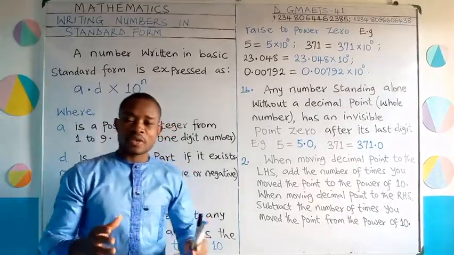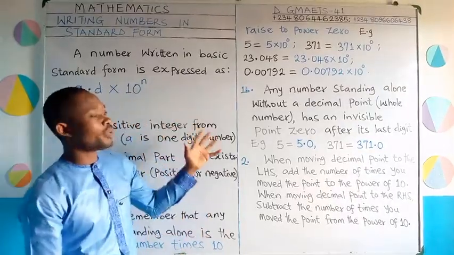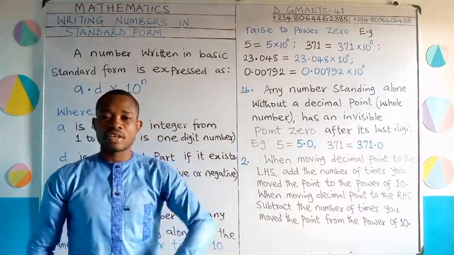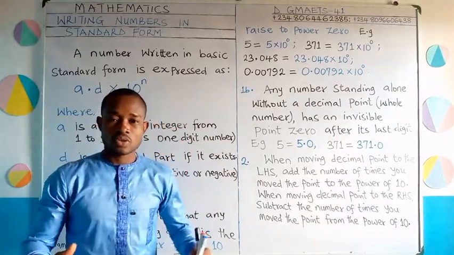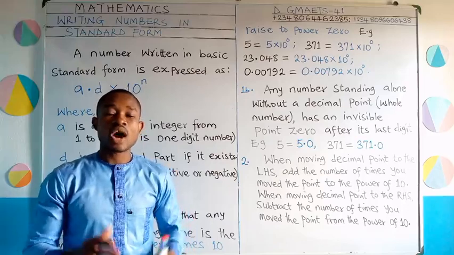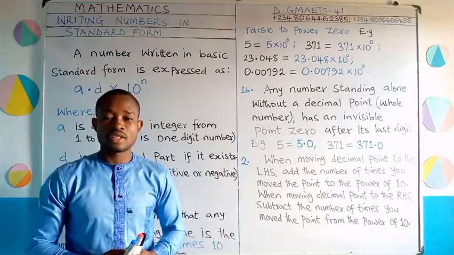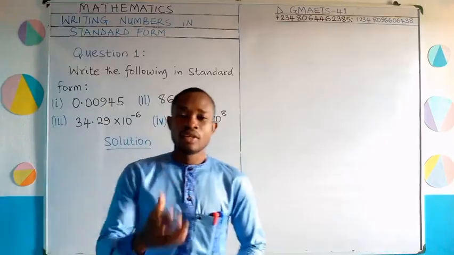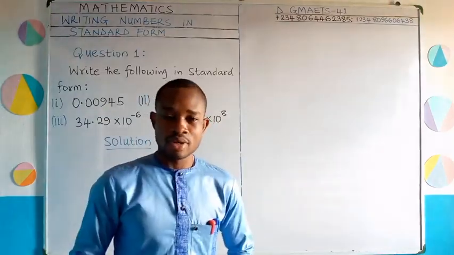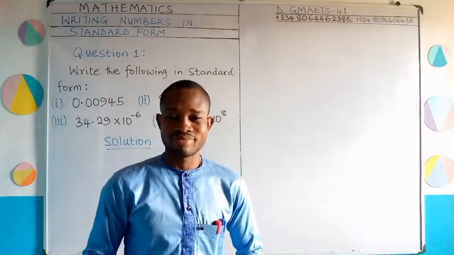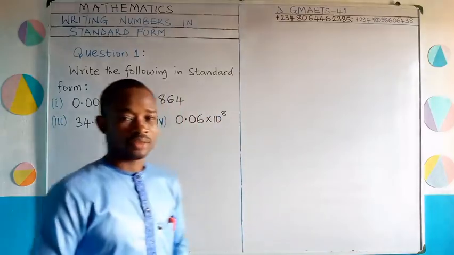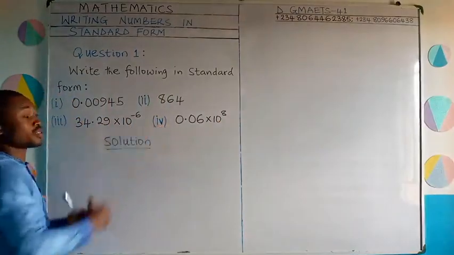Having explained the secrets you need when dealing with problems, writing numbers in standard form, we shall now pick questions and then solve to see how we can write numbers in standard form. Let us now write the following numbers in standard form. Question number 1. There are 4 of these numbers we are going to write in standard form.